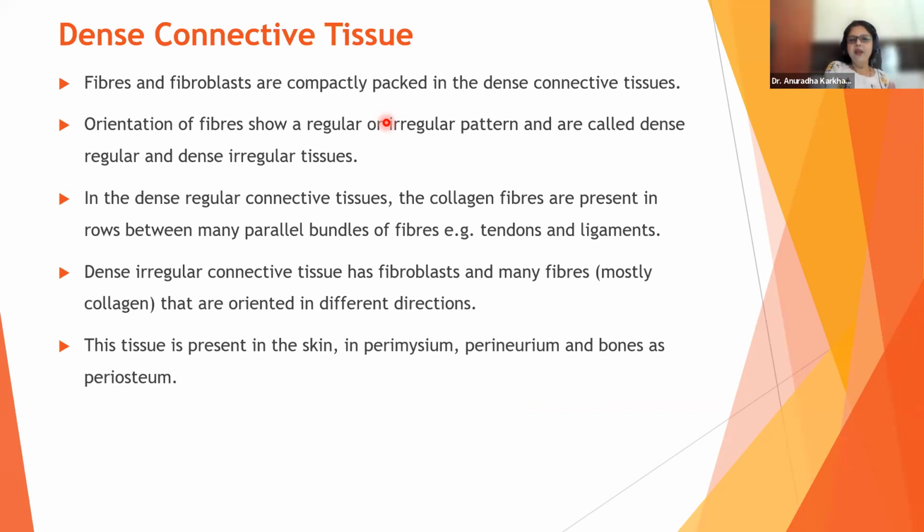Connective tissue proper may be loose and dense. Loose may be areolar and adipose, which we have already seen. Dense may be regular and irregular. Regular is going to be tendons and ligaments. Irregular is going to be perimysium, perineurium, periosteum. No confusions? Clear? Let us see regular and irregular now.